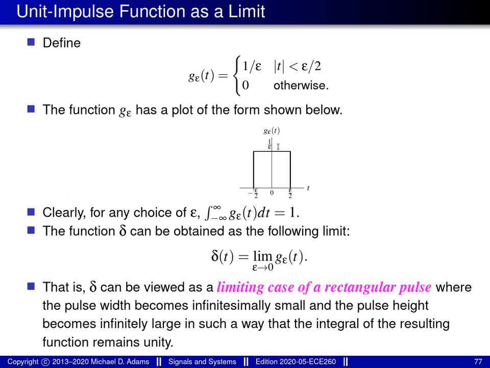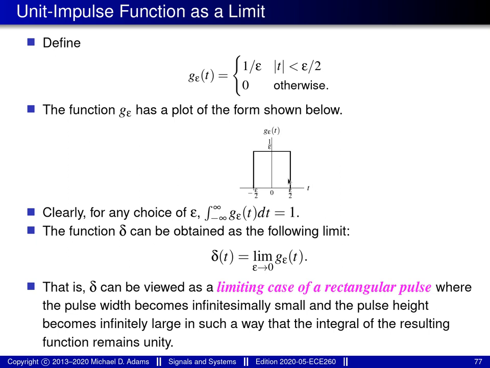I hope everyone would agree with me that the area of this function, no matter how I choose epsilon, is precisely 1. Because essentially what we have here is the area of a rectangle where the width of the rectangle is epsilon, and the height of the rectangle is 1 over epsilon, and 1 over epsilon times epsilon is 1.